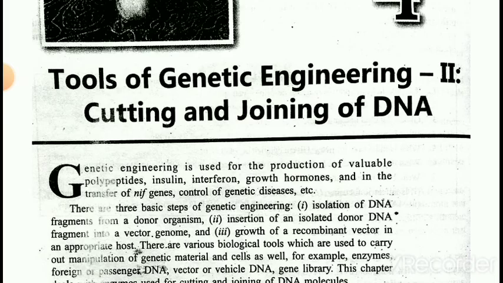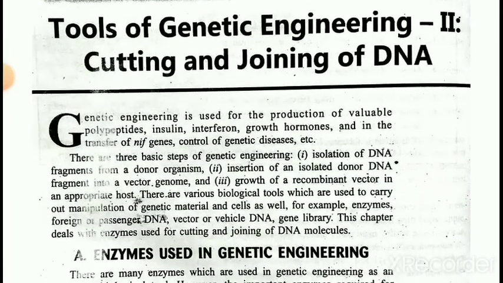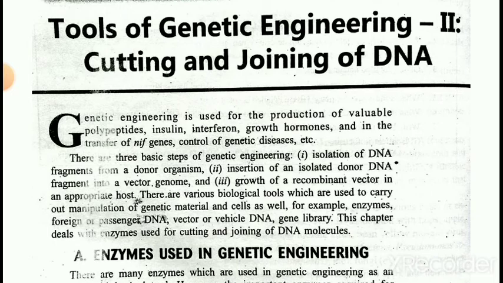There are three basic steps of genetic engineering: 1. Isolation of DNA fragments from a donor organism, 2. Insertion of an isolated donor DNA fragment into a vector genome, and 3. Growth of a recombinant vector in an appropriate host.